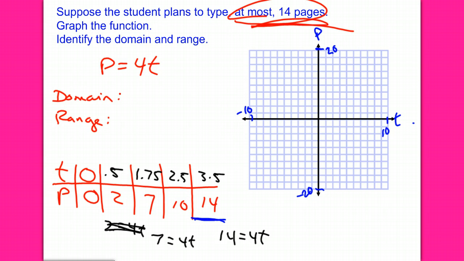So just keep track of that when you're graphing, right? And go ahead and graph. 0, 0. At 3.5, I have 14. 2, 4, 6, 8, 10, 12, 14. At 2.5, I have 10. 2, 4, 6, 8, 10. At a half, I have 2. There we go. Again, we have a segment, okay?